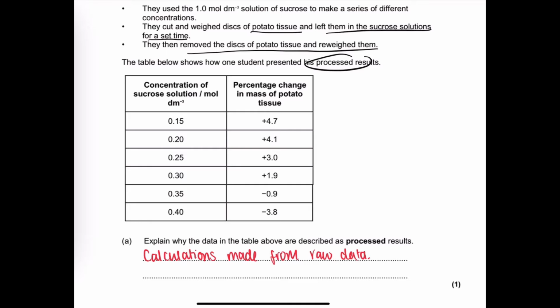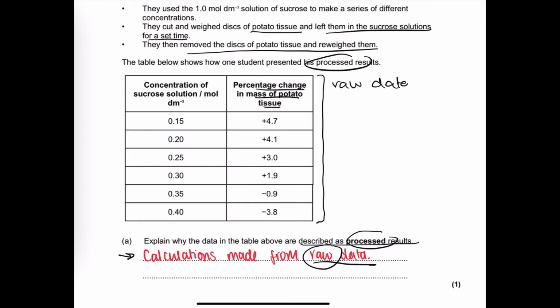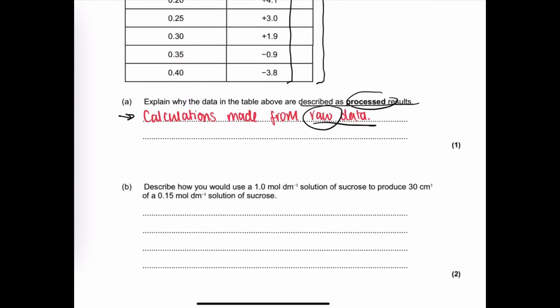So explain why the data in the table above is described as processed results. Processed results just means that the calculations are already made from raw data, and they only show the value after the calculation has been made. They do not show raw data. Percentage change of mass of tissue means that the raw data would have just been initial and final mass, and we subtracted them and only showed the percentage change. We don't put in what the initial or final was, we just put the calculated results.